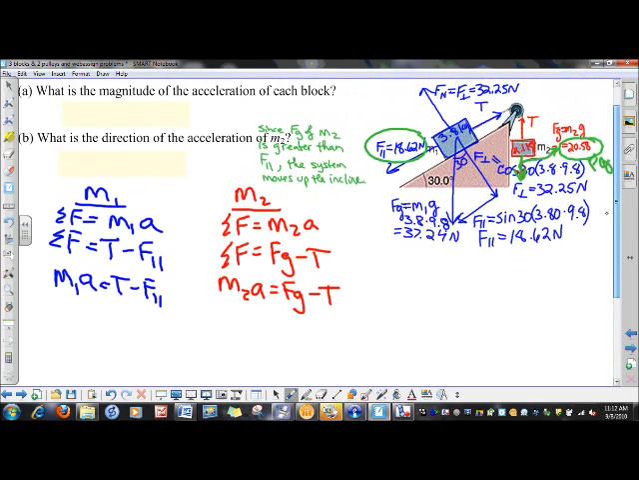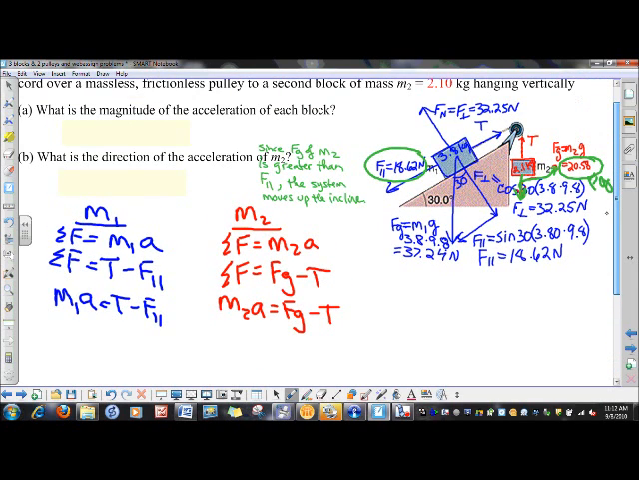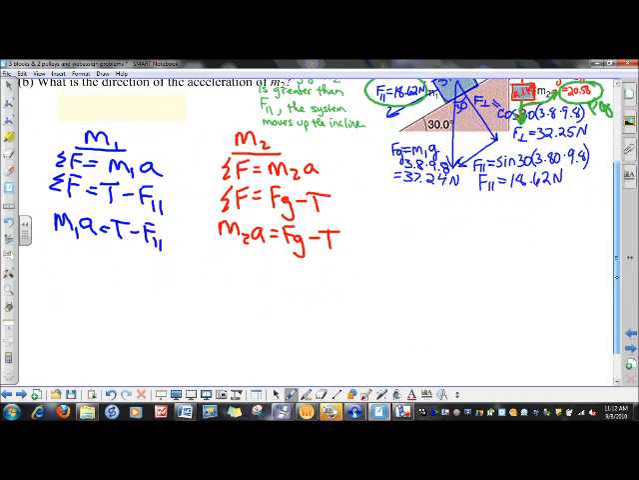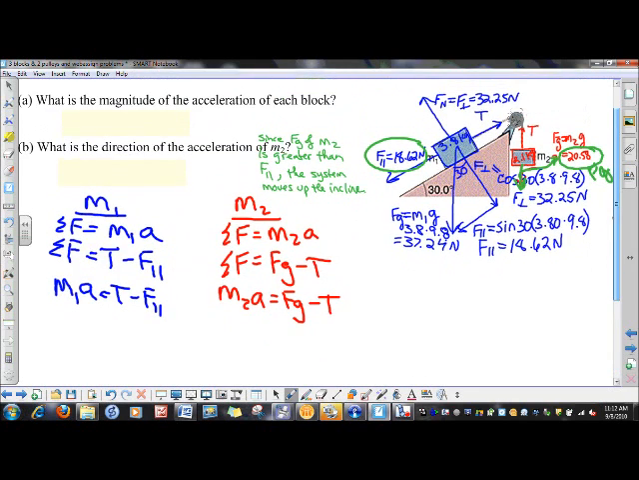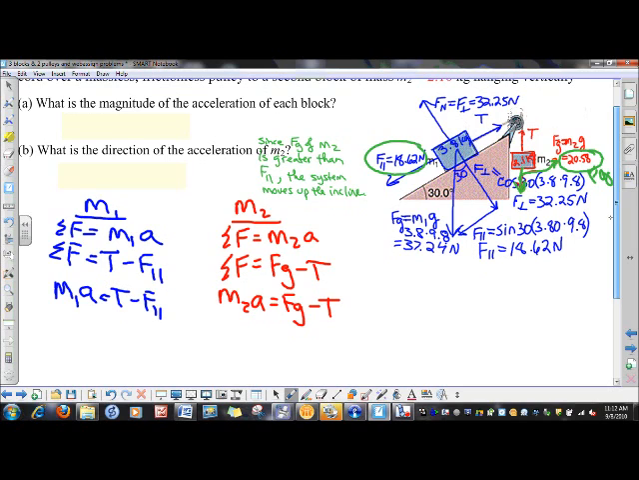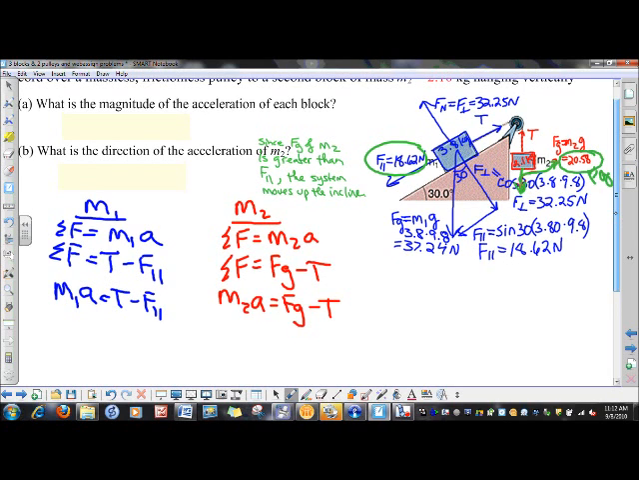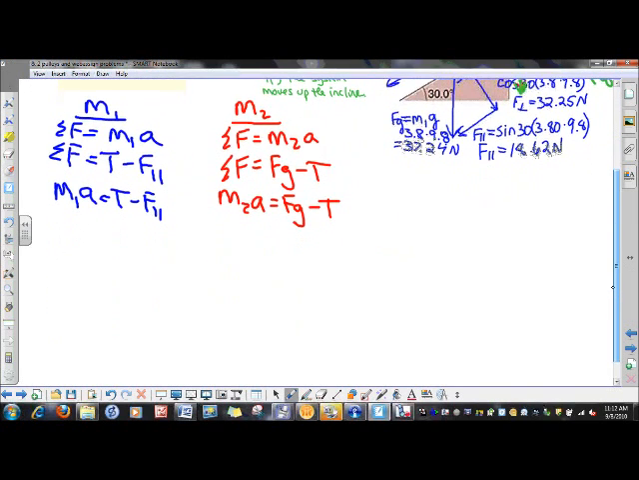Now, what do we want to solve for? It says we want acceleration. That's what the problem says. We want acceleration. And we've already answered B, by the way. In what direction is acceleration at M2? M2 is accelerating down. Okay, now A, what is the acceleration?